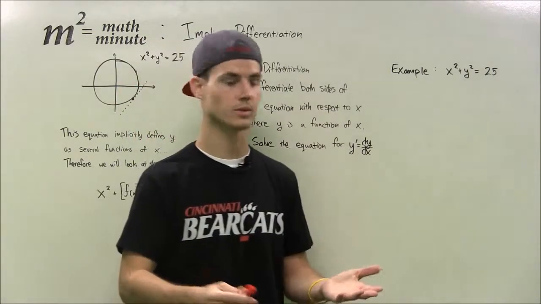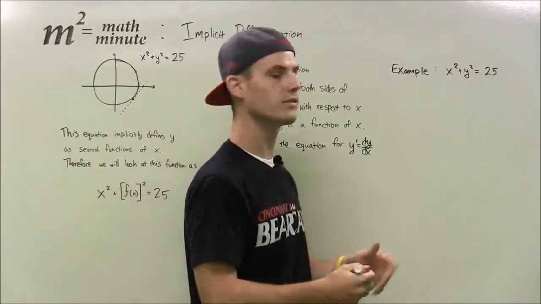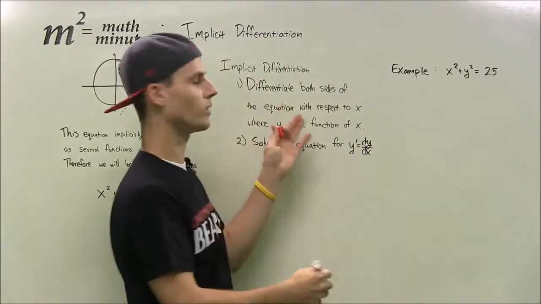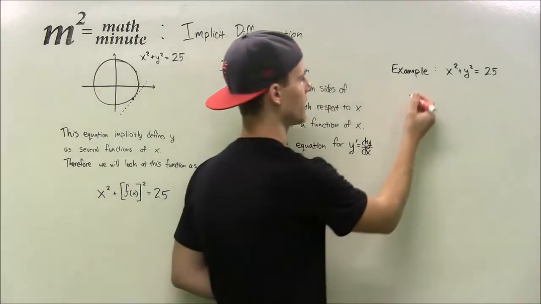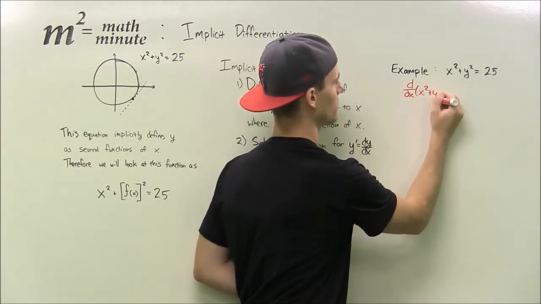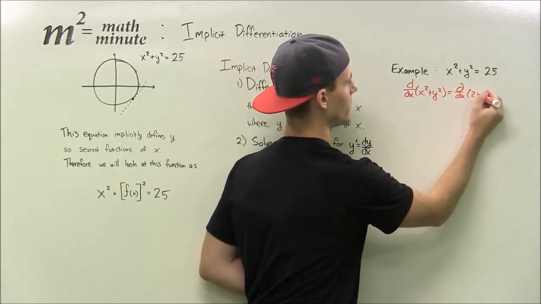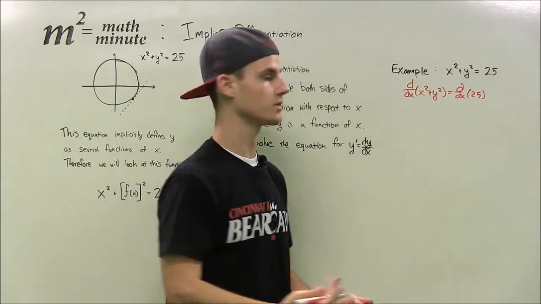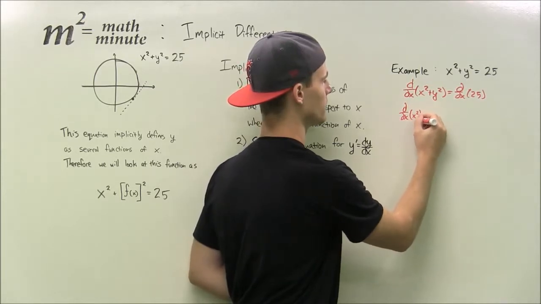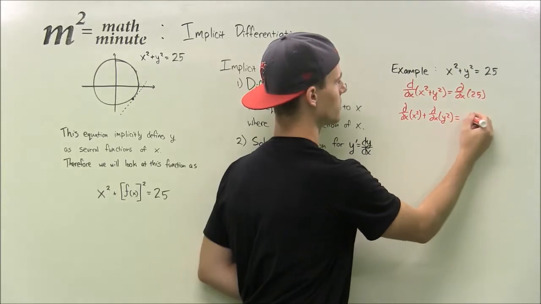So I'll just do an example real quick. This is the example of the equation that I already showed, the circle. So we want to find dy by dx. First, by step one, we're going to differentiate both sides with respect to x. So d by dx of x squared plus y squared equals d by dx of 25. With the sum difference rule, we can split this into two. So we have d by dx of x squared plus d by dx of y squared, which equals 0.